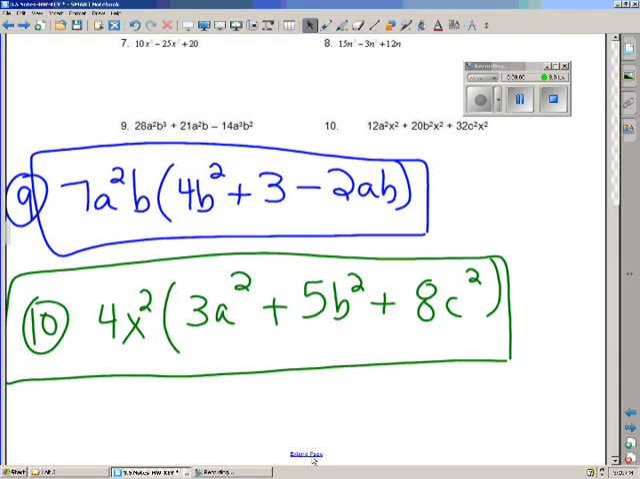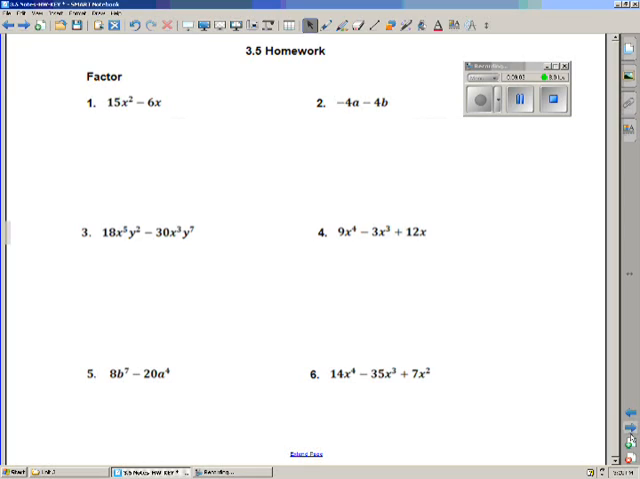So feel free to do some of the extra practice on this sheet, or you can go right to your homework. That's it.